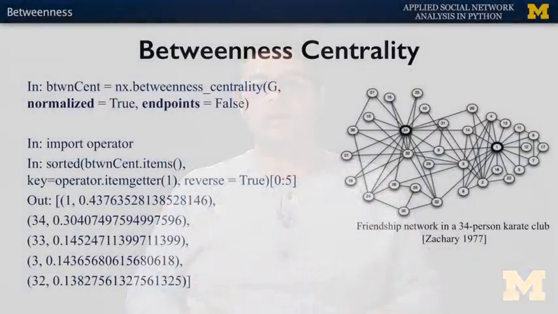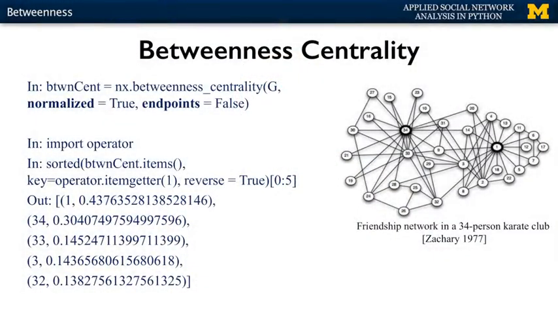So for example, if we look at the karate club and compute the betweenness centrality of all the nodes, and then find the five nodes with the largest betweenness centrality, we find that these are the nodes 1, 34, 33, 3, and 32.